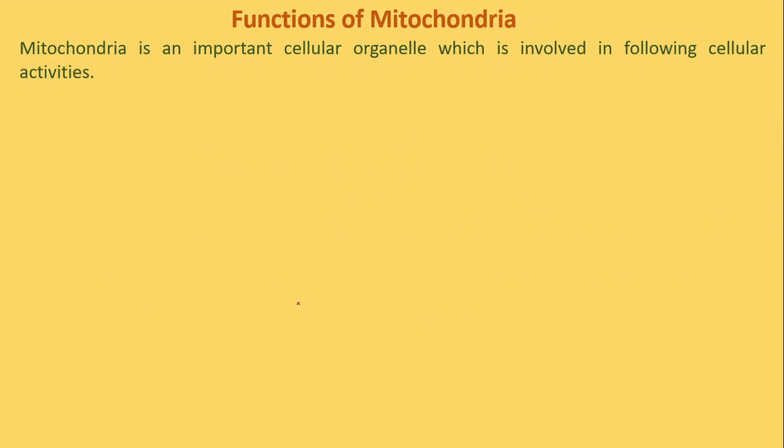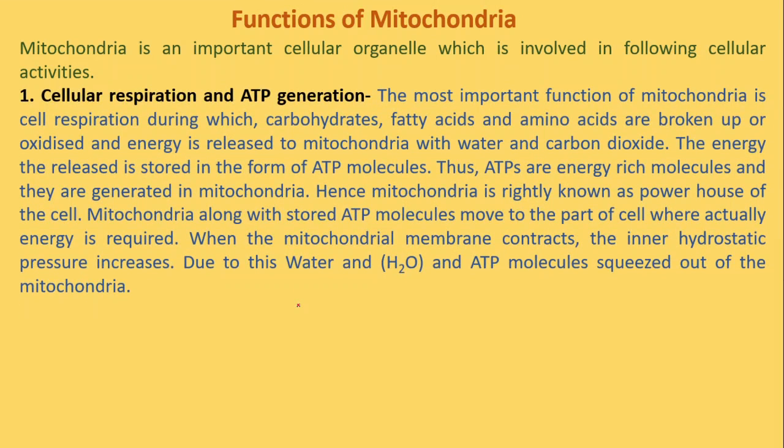Now we will see the last part of the mitochondria, that is the functions of mitochondria. Mitochondria play very important functions. First is cellular respiration and ATP generation. The most important function of mitochondria is cellular respiration, during which carbohydrates, fatty acids and amino acids are broken up and oxidized, and energy gets released in the mitochondria.